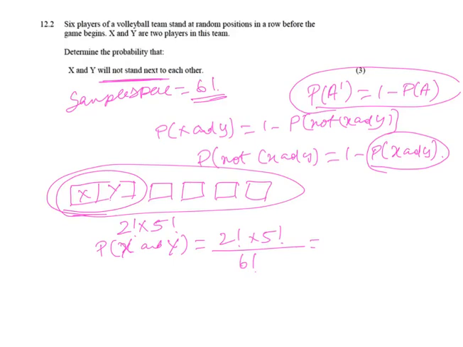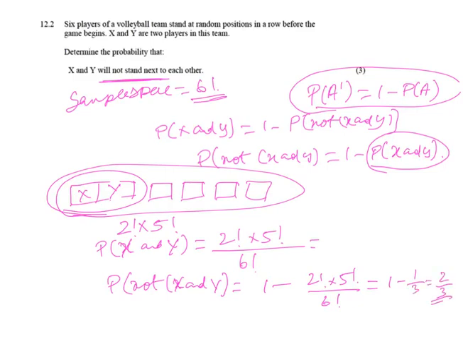Now the question is to find not together. So the probability of not X and Y together will be 1 minus whatever value I found here, that is 2 factorial times 5 factorial divided by 6 factorial. So exactly how much is it? 1 minus 1 over 3, and that gives me 2 over 3. So the probability that they are not together is 2 over 3.